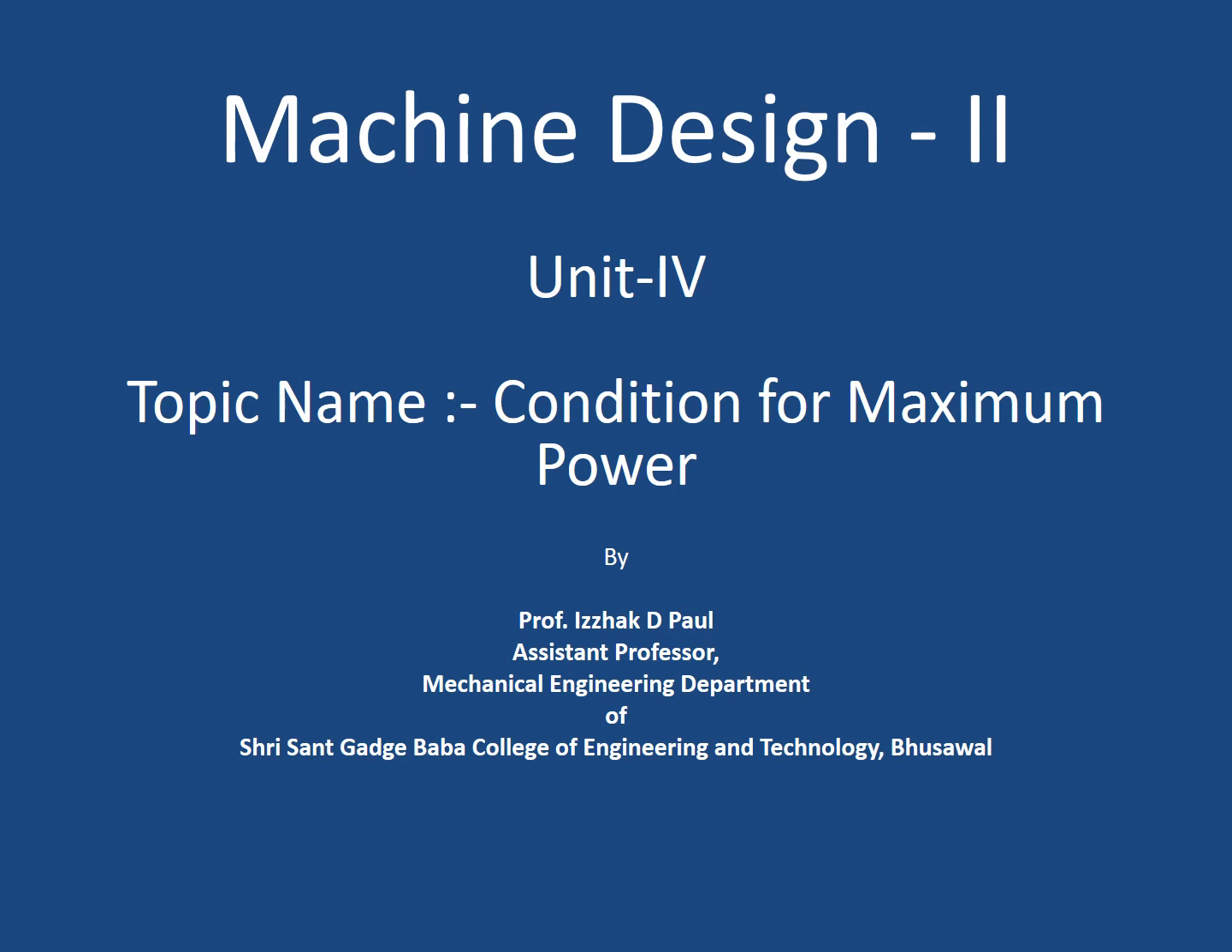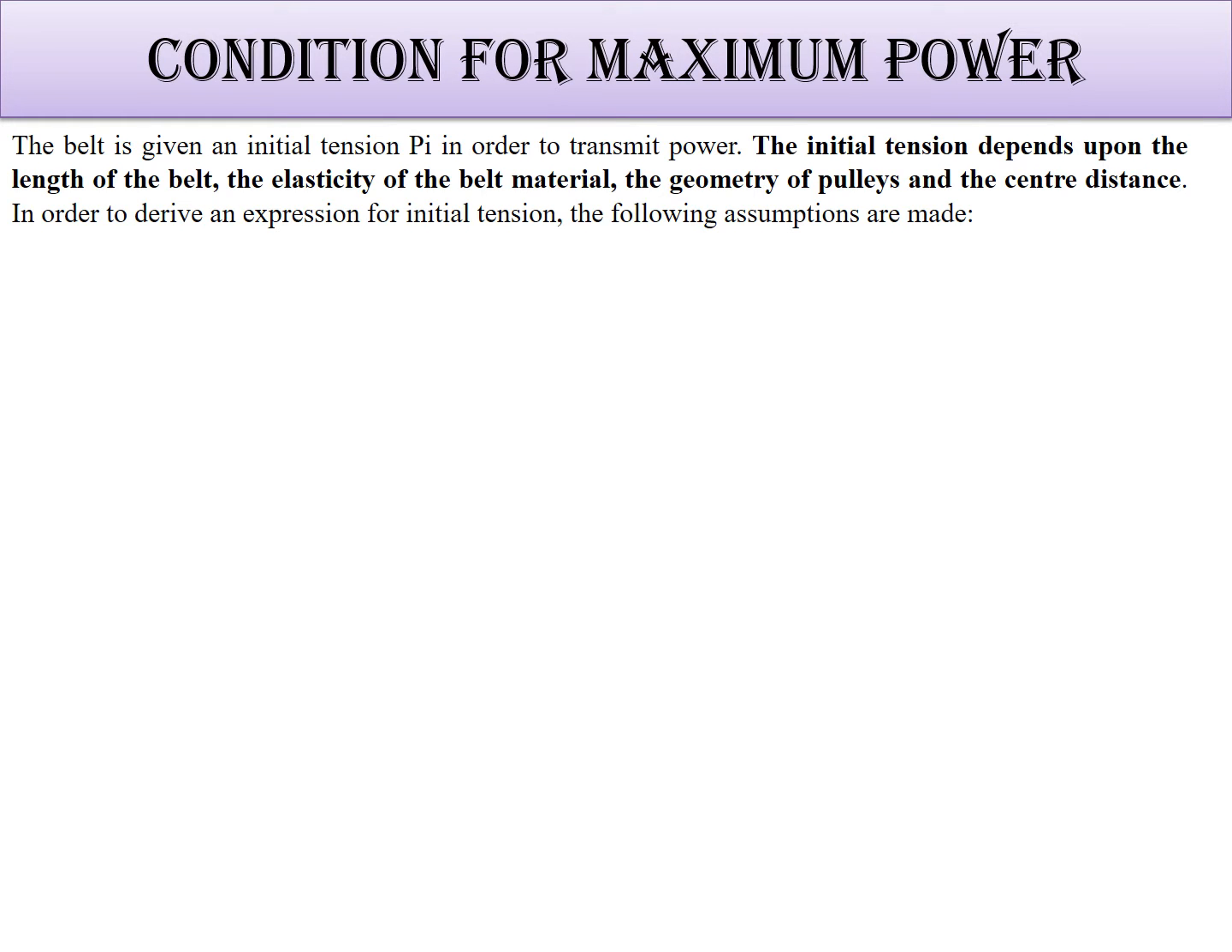Our next topic is condition for maximum power. Let's start. The belt is given an initial tension, that is Pi, in order to transmit the power. The initial tension depends upon the length of the belt, the elasticity of the belt material, the geometry of pulleys, and the center distance. These things are important for the initial tension. So we must understand this part.